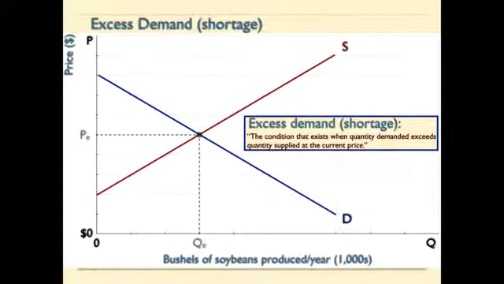So excess demand or shortage is the condition that exists when quantity demanded exceeds quantity supplied at the current price. And that only occurs below the equilibrium price. So any price below the equilibrium price, we are going to experience excess demand or shortage.